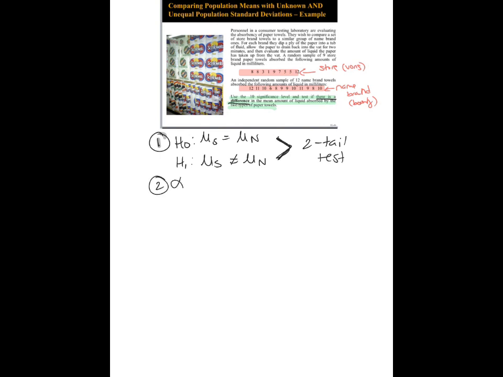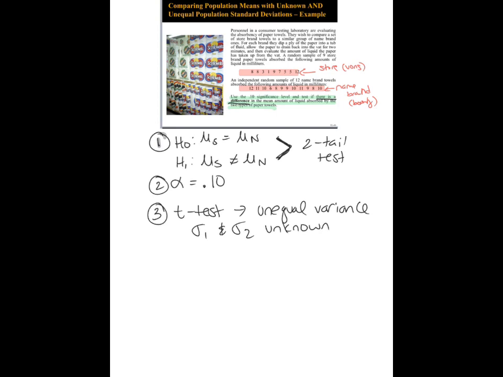Step 2, alpha is going to be 0.1. I know the last two problems we had an alpha of 0.1, but really it could be anything that's on the t-table. Step 3, this is going to be a t-test, and specifically, it's going to be an unequal variance or unequal standard deviation t-test because sigma 1 and sigma 2 are unknown.